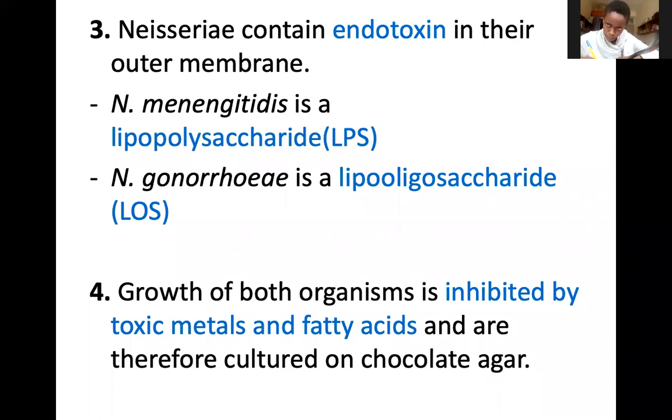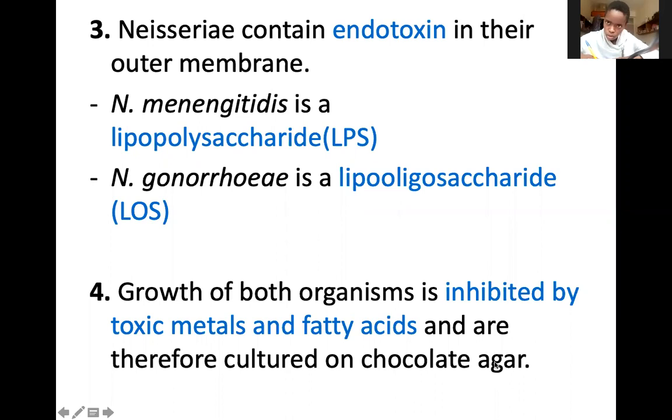Some structural difference: for meningitidis species, it's LPS, while for gonorrhea species, it is LOS. Both organisms are inhibited by toxic metals and fatty acids on routine media. So the best media that you'd use for growing Neisseriae species would be chocolate and blood agar, and there are modifications of this based on the specimen.